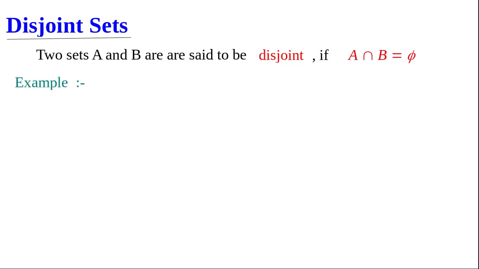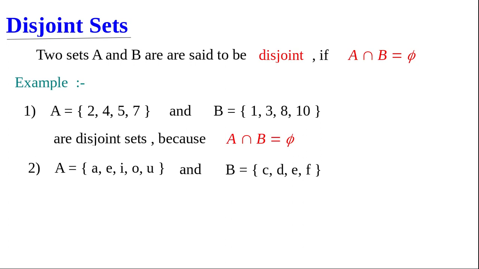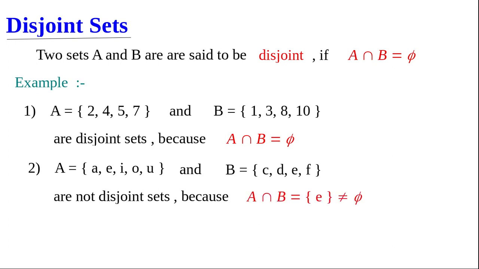Okay, some examples. First one, these two sets. Are the sets disjoint? Yes, there are no common numbers to both A and B. Therefore, the two sets are disjoint. A intersection B equal to phi. What about these two sets? Are they disjoint? No, because A intersection B is not equal to phi, it is equal to set E. Therefore, the two sets are not disjoint.